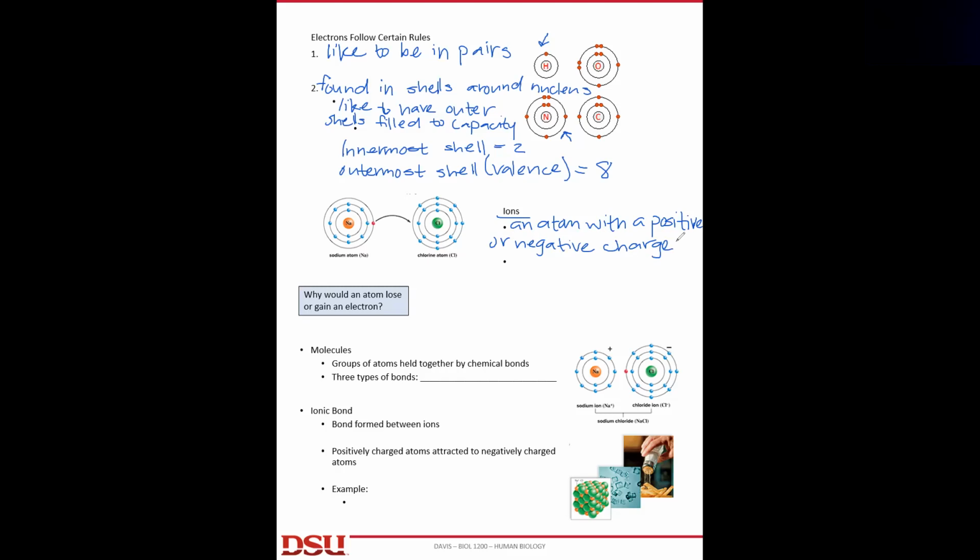In an ion, however, there is a charge, meaning it does not have the same number of protons and electrons. So if it's an ion with a positive or negative charge, it's either lost or gained electrons.